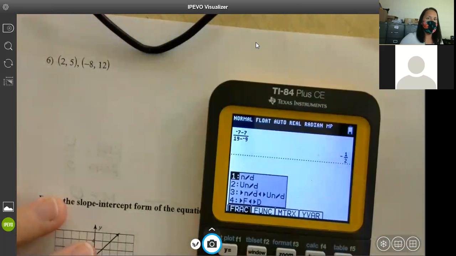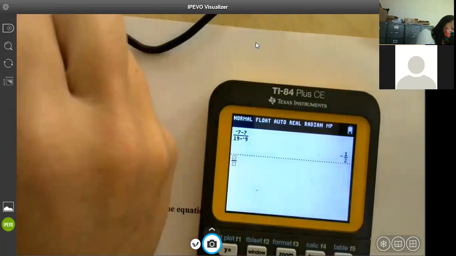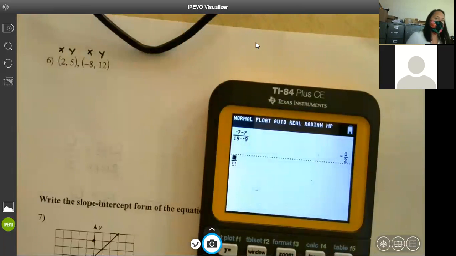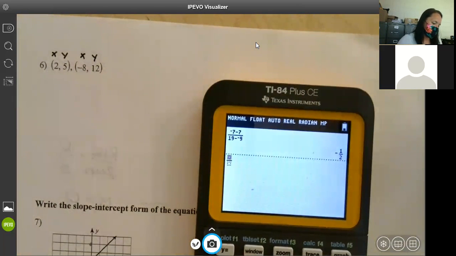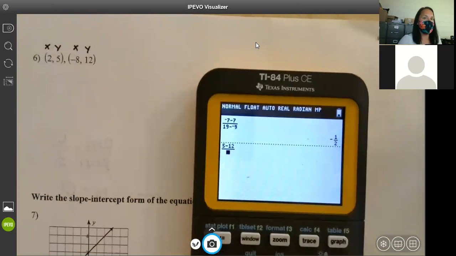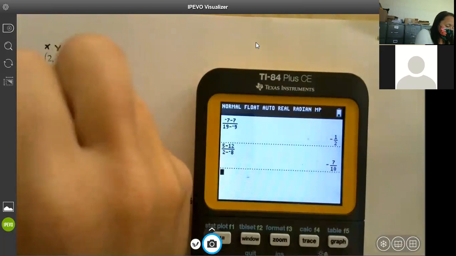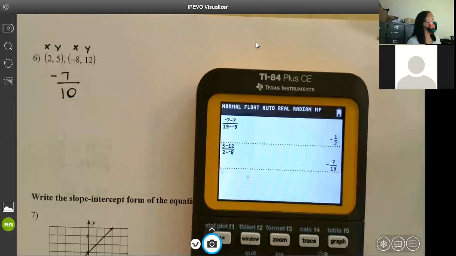Number 6, same thing. We're going to go alpha y equals. We have x, y, x, y. What are your two y's? So 5 minus 12 on top. What are your two x's? So 2 minus -8. And what is your fraction? 8. That's it. That's all you have to do. And it's multiple choice, so you'll be able to see it. Guys, make sure you're writing this down because you're going to have to upload this in a few minutes, okay? Whatever we do today, I want to see.